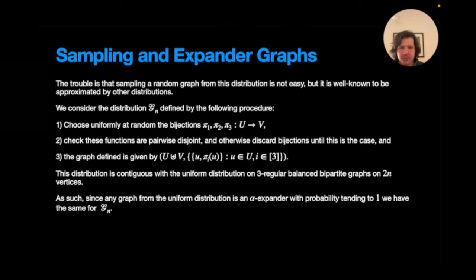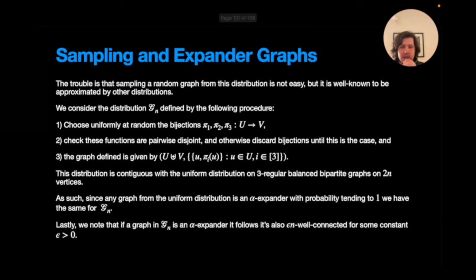And what that means is that since any graph in the uniform distribution is an alpha expander with probability tending to 1, we can say the same for G_n. Indeed, that's what contiguous means in this context. It means that any property that holds almost surely for one class will hold almost surely for the other. Now, lastly, we note that if a graph in G_n is an alpha expander, it follows that it's epsilon n-well connected for some constant epsilon greater than 0. This just follows from the obvious connection between the expansion given for expanders and the balanced separators in the graph.